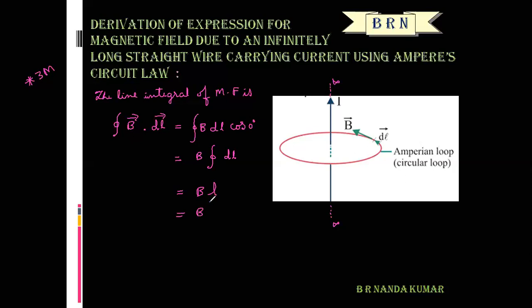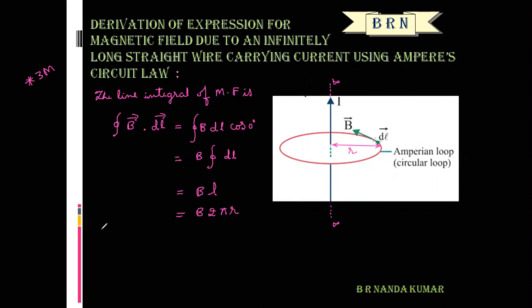So the L value is the length of the loop, which is 2 pi r, where r is the radius of the loop.